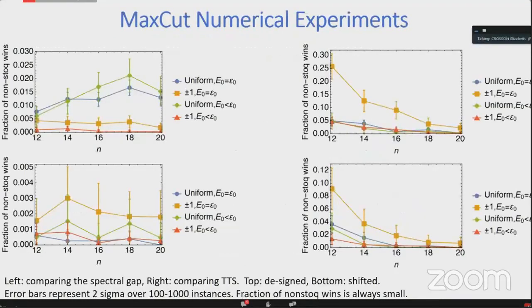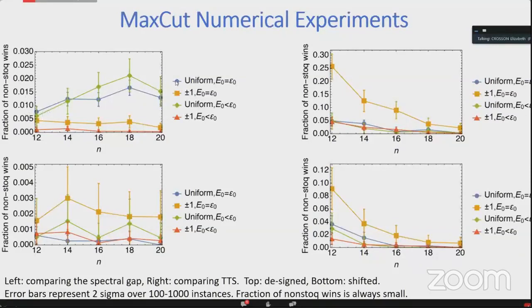So here's a bunch of numerical data. Let's first focus on this upper square, where we're looking at exactly the de-signing proposal I told you about, and we're just looking at the minimum gap along the anneal, and we're using that to determine the fraction of non-stochastic wins. And what you can see is that the fraction of non-stochastic wins is never that high, right? Already we're pretty far down on this axis.